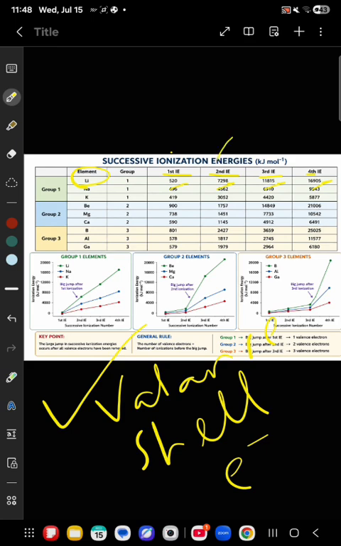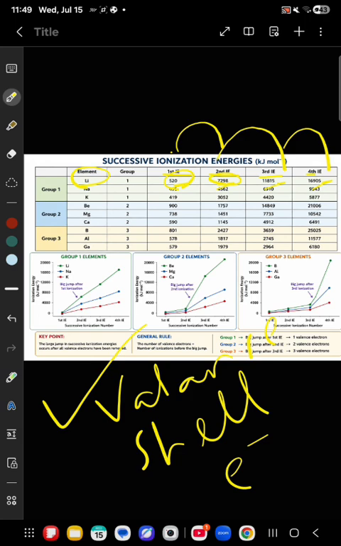The difference between 7,000 and 11,000 is about 4,000. Then 11,000 to 16,000, again a difference of about 4,000. But if you look at the difference between the first and second ionization energy values, we measure ionization energy in kilojoule per mole, so they are giving you measurements in kilojoule per mole. The first ionization energy value was 520 kilojoule per mole, but the second ionization energy was 7298. So there is a big difference between the first and second ionization energy, a difference of about 7000 kilojoule per mole.